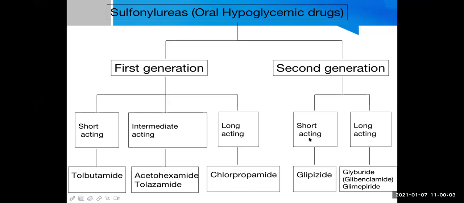Regarding the second generation, we have again short acting and long acting. So glipizide is short acting, whereas glibenclamide, and glyburide is another name for glibenclamide, and glimepiride are the long acting ones. A bit of similar type of names there. So we need to repeat this many times till we remember the names.